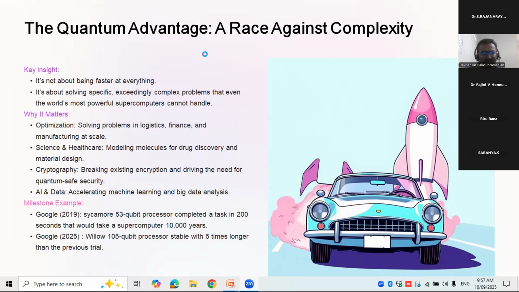So cryptography, breaking existing encryptions and driving the need for new quantum safe security. And in AI and data, accelerating machine learning and big data analysis. The milestone examples: Google in 2019, the Sycamore processor with 53 qubits, completed a task in 200 seconds that would take supercomputers 10 years. So it's much faster. And this year, Google also did another trial, the Willow processor with 105 qubits. It's stable five times longer than the previous trial. There are some milestones we are achieving every year, and Google is achieving this.